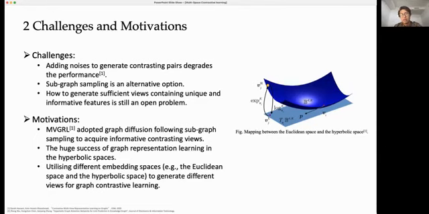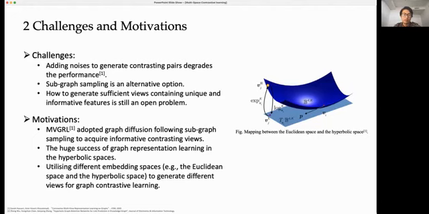However, existing approaches to generate contrasting pairs are quite limited. The majority of these methods are graph perturbations, including node dropping, edge perturbation, and attribute masking. As a result, these methods introduce noisy signals to produce corrupted views, which degrade the model performance. Therefore, it is always a challenging problem to design effective ways to generate contrasting pairs.